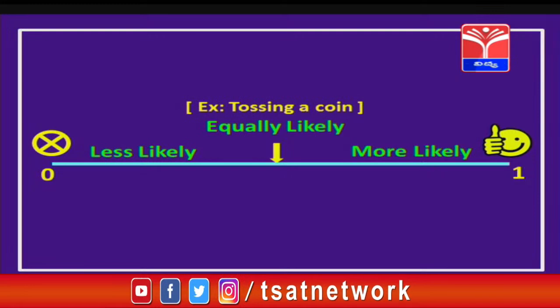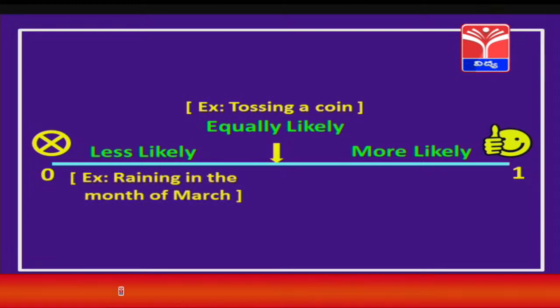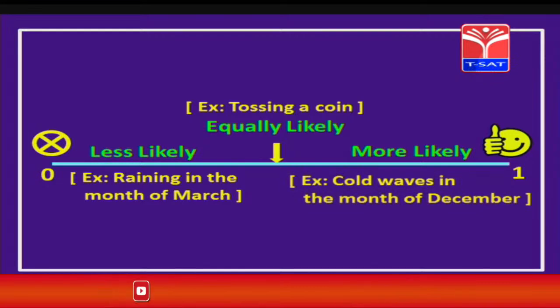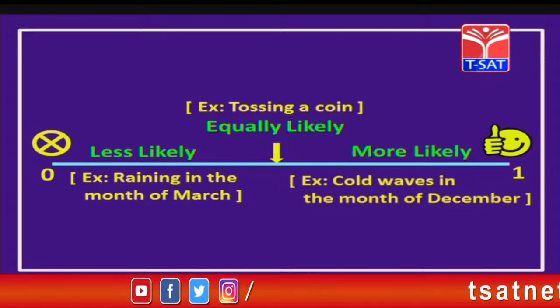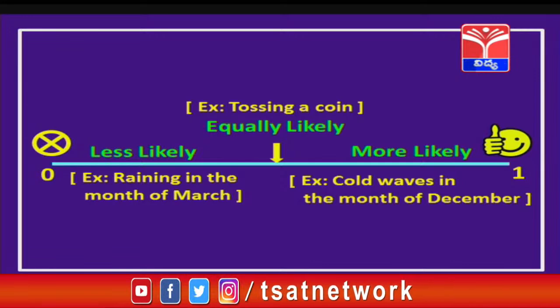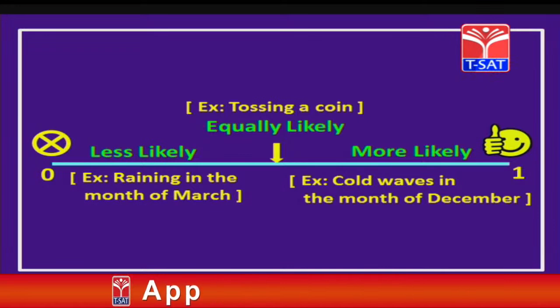We have seen the examples also, children, right. Equally likely means like tossing a coin, and less likely, you can take an example of raining in the month of March, right. In summer you get less chances of raining, right. Whereas more likely is cold waves in the month of December. Generally we do get cold waves in December itself. So, this is nothing but the most likely thing that is going to happen, right, children.